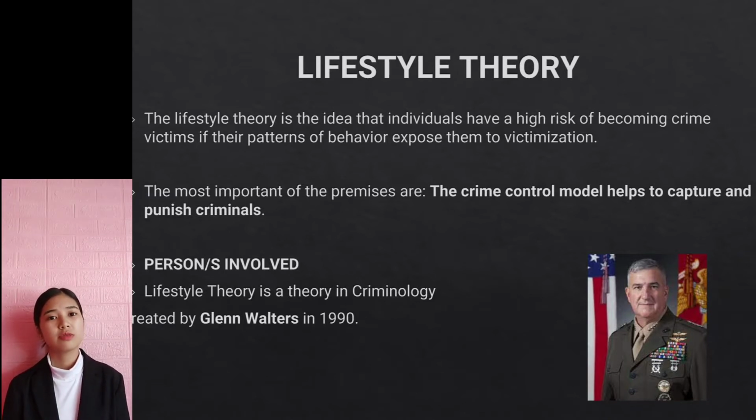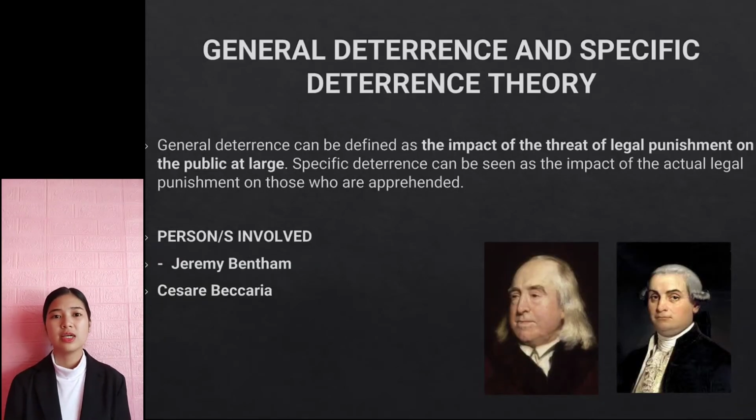So, the person involved here is the theory of criminology created by Glenn Walters in 1990. And surprisingly, this theory, as the name would suggest, is a lifestyle choice to be a criminal. This theory focuses heavily on the biological factors that influence a person's ability to commit a crime. So, let's proceed to D, general deterrence and specific deterrence theory.